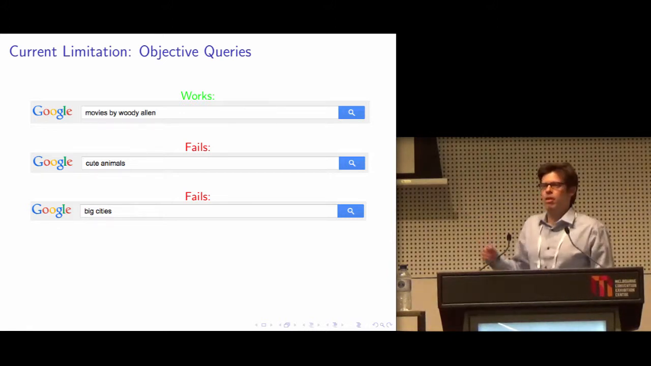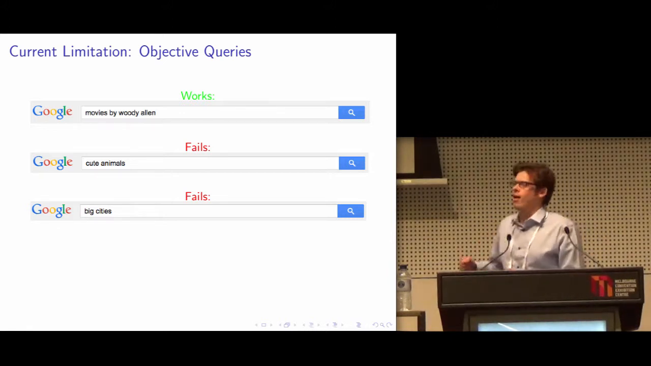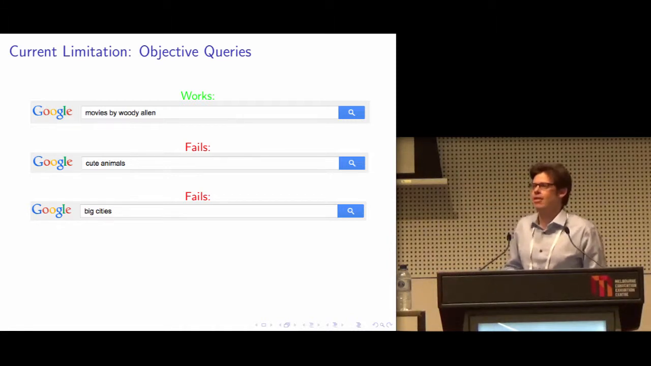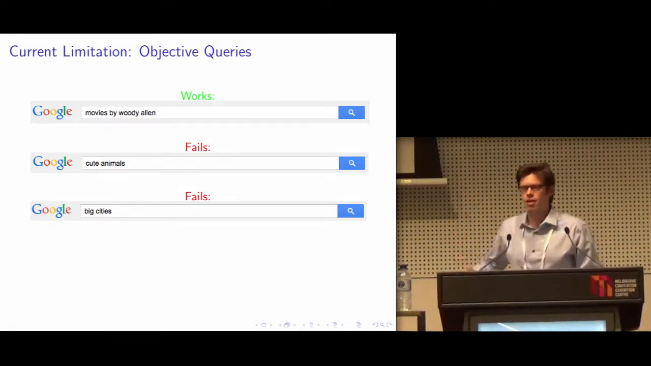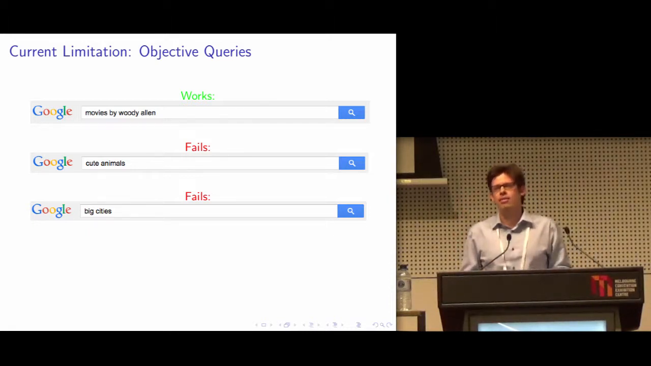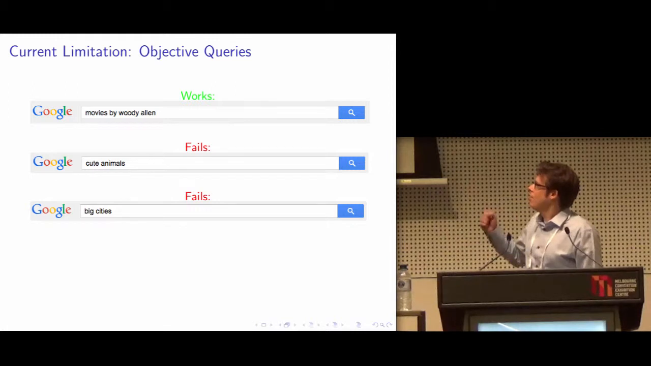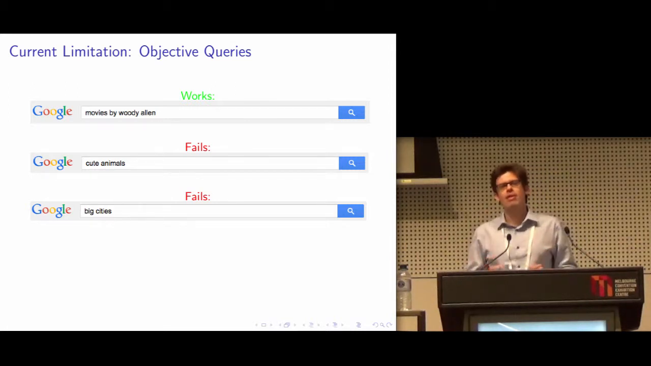So the example query, movies by Woody Allen, is objective since there's a ground truth for each movie whether or not it was directed by Woody Allen. But for the moment it does not work for subjective queries such as cute animals or big cities. Because for instance for cute animals there's no ground truth for one animal whether it is cute or not. Now even if there is no ground truth, for many animals there would be a strong dominant opinion about whether they are considered cute or not.